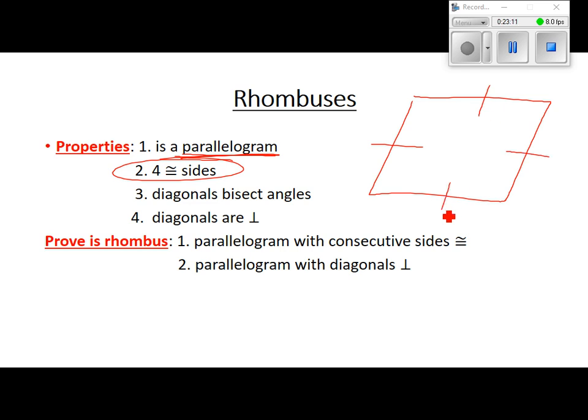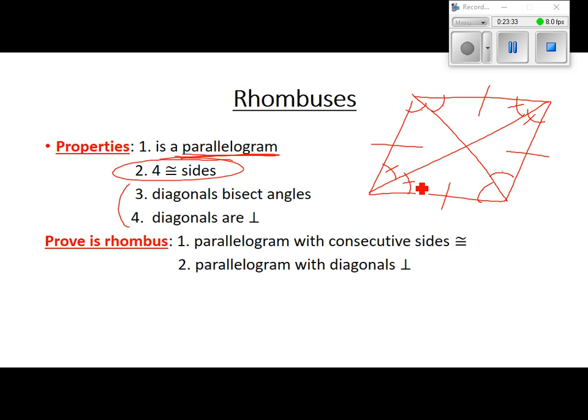2 other new properties that weren't properties of a rectangle or a parallelogram. If I draw in this diagonal, it bisects that angle, and it bisects that angle. And all 4 of these angles are the same. Same thing going the other way. This angle and this angle are congruent, and they're congruent to these 2 angles also.